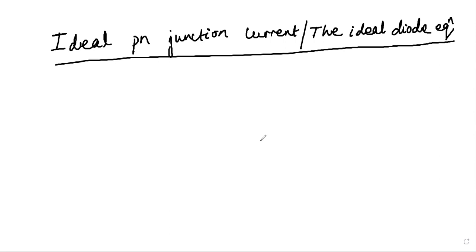You can revisit that video where we determined the values of delta Pn as a function of x, or delta Np as a function of x. So delta Pn means excess minority carrier holes in the N region, and delta Np means excess minority carrier electrons in the P region, which we have already derived. Now today in this video, using that excess minority carrier concentration function, we will be able to find the ideal diode equation, or ideal PN junction current.